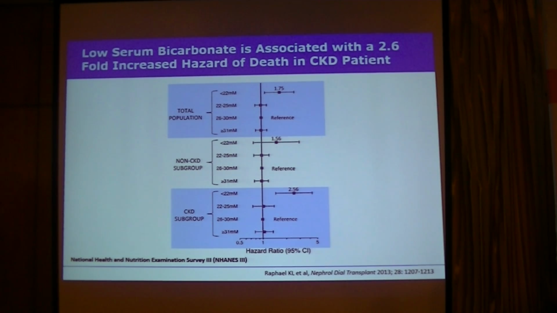Now, if you look at the subpopulation, which is the CKD subgroup, you see immediately that a bicarbonate of less than 22 millimoles per liter increases the mortality by a factor of 2.5. So clearly, the acidotic status is affecting the mortality of the CKD patient, in a normal situation. So, this is one aspect.